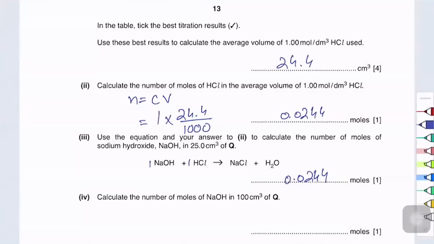Calculate the number of moles of sodium hydroxide in 100 cm cube of Q. Now you can use the ratio method. In 25, you had 0.0244. In 100, you'll have 4 times that, right? Because imagine if I divided all those 100 into 4 parts: one of 25, the other of 25, another of 25, another of 25, all of them having the same moles. So you add them all up, you multiply by 4, basically.